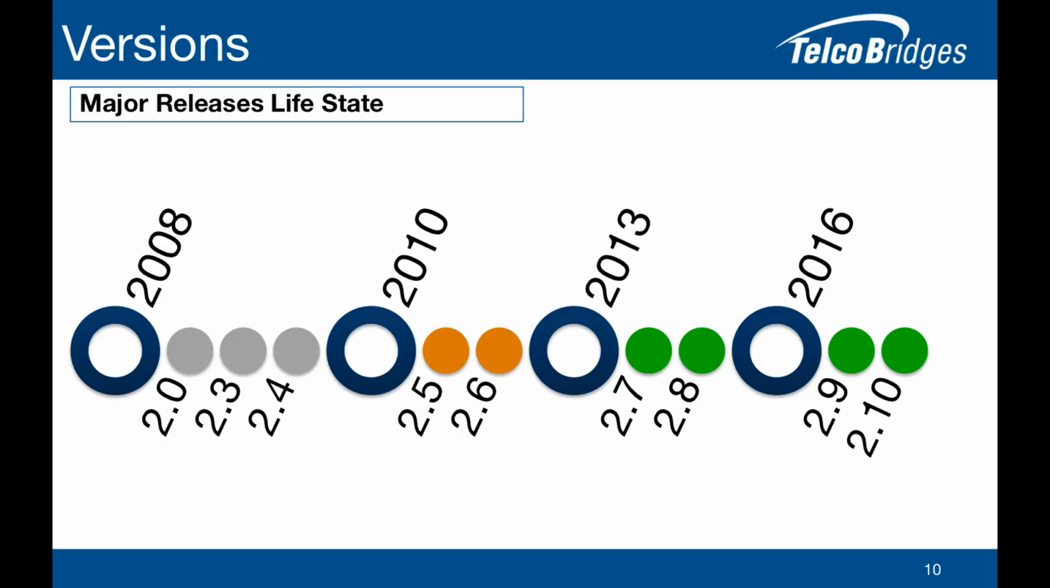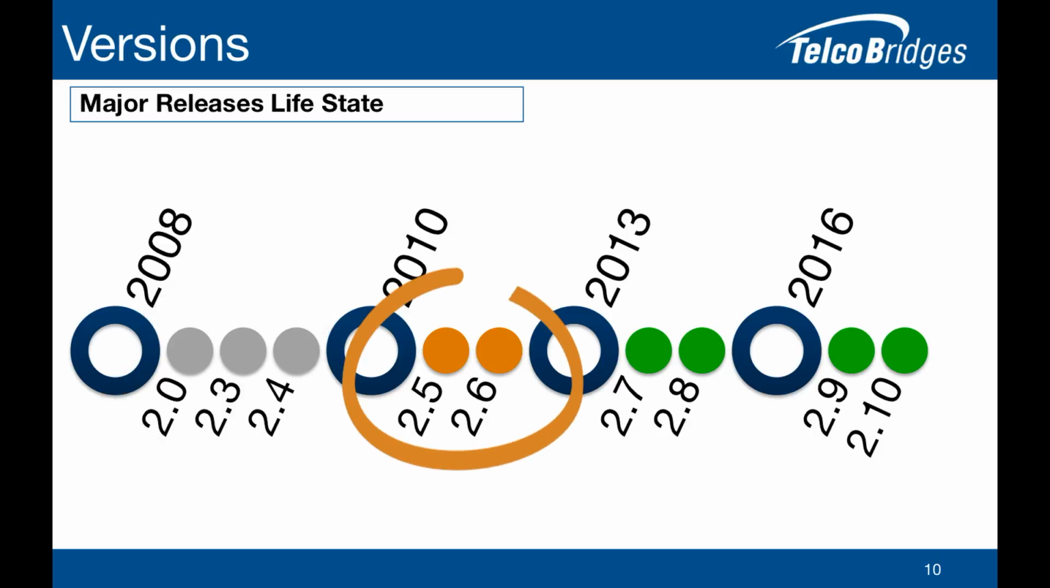In the next unit, you will have an interactive timeline which will give you more details on each of Tctrl major releases. But for now, let's look at our major releases' life state. The light gray major releases have reached their end of life. Releases 2 to 2.4 are deprecated, and TelcoBridges has migrated all those customers to newer releases.